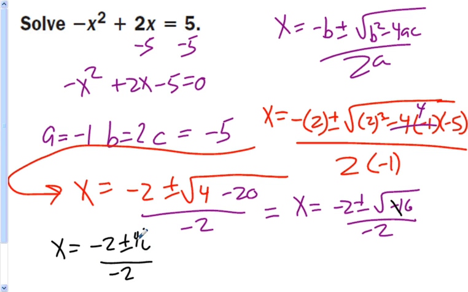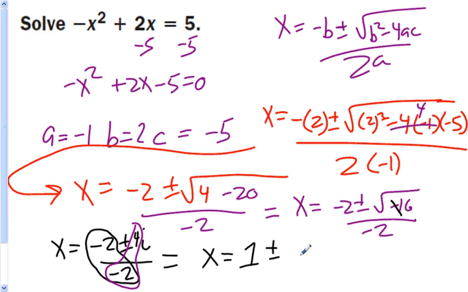And then you look at your numbers in your numerator. Can they both be divided by negative 2? Yes, because negative 2 goes into negative 2, and negative 2 goes into 4. So what we want to do here is reduce this fraction. If I go negative 2 divided by negative 2, that gives me a positive 1. And I still have my plus or minus. And then 4 divided by a negative 2 gives you negative 2i.